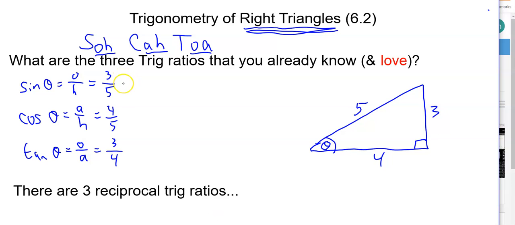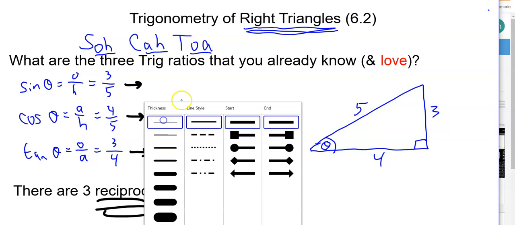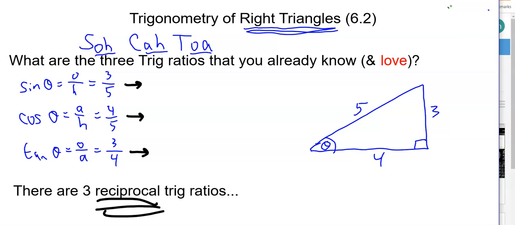Now let's talk about the reciprocals of each one of these. So these are the reciprocal trig ratios. There are 3 reciprocal trig ratios. And I'm going to write them in the order that they are. So these are the reciprocal ones. This is going to be cosecant. So CSC, cosecant of theta, which is the reciprocal of sine, and reciprocal means you flip it. So it'd be H over O, or in this case, that would be 5 over 3.